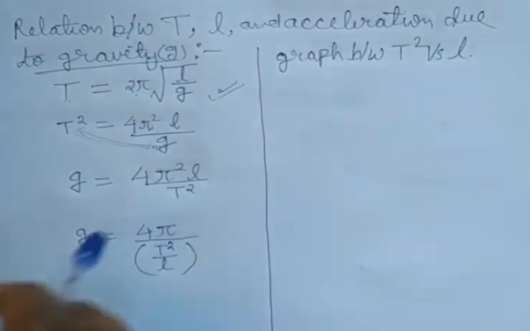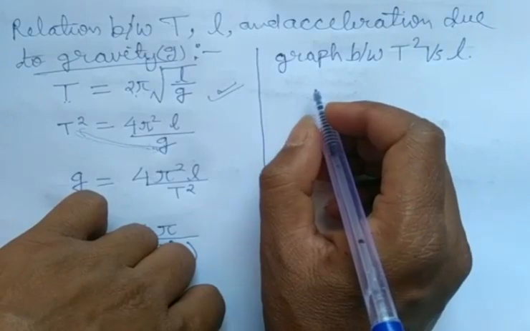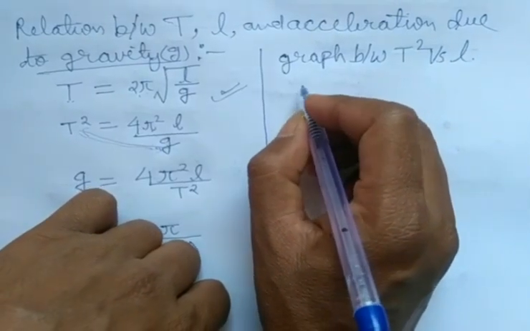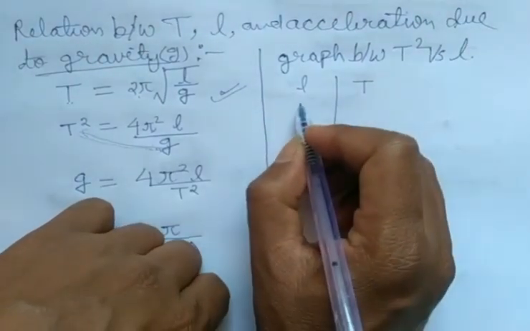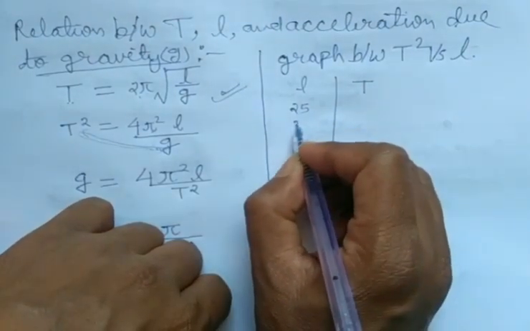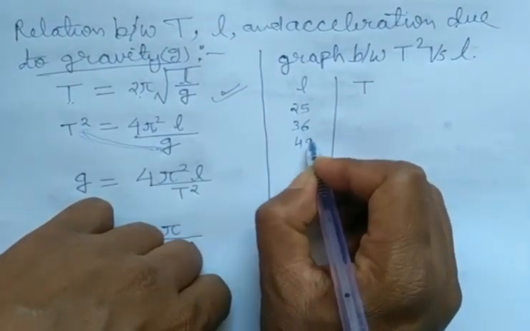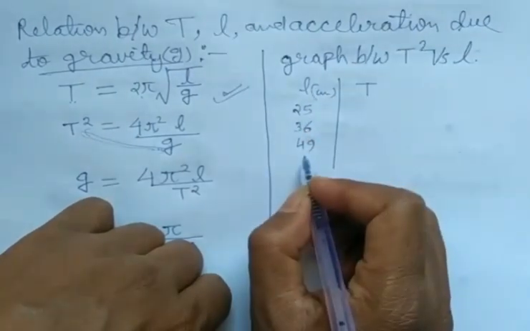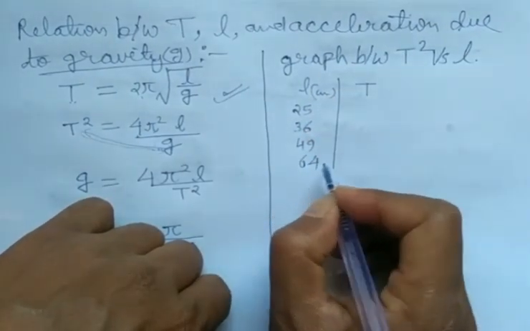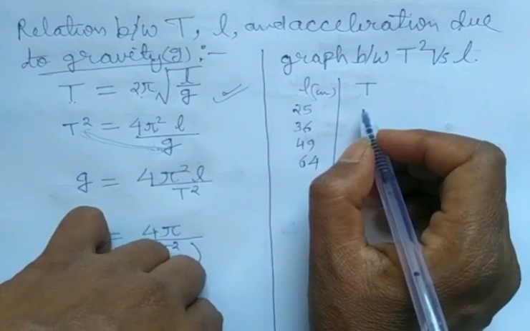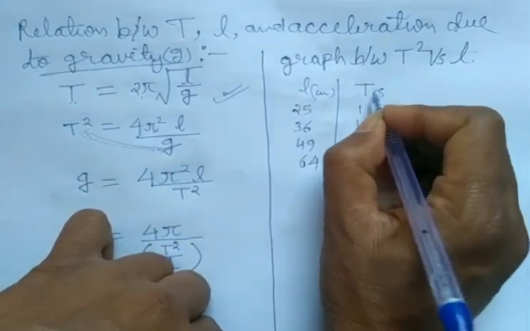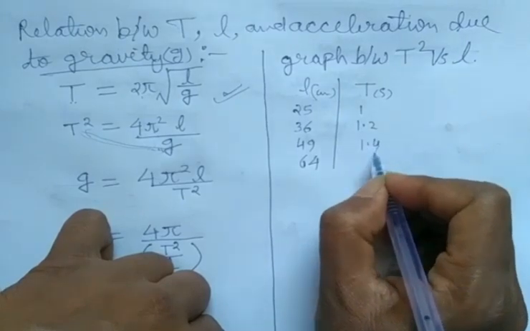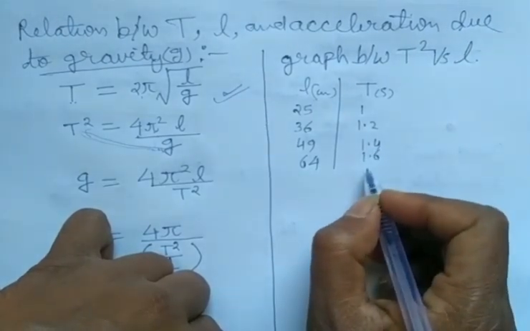Let us suppose, as mentioned in your textbook, I'm also using that length, and directly I'm going to the time period. So length 25 centimeter, 36 centimeter, 49 centimeter, and 64 centimeter. And what time period are they finding? 1.2, it is in seconds, and 1.4, 1.6.